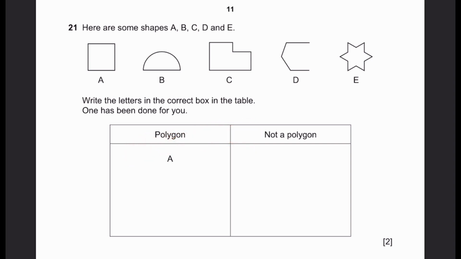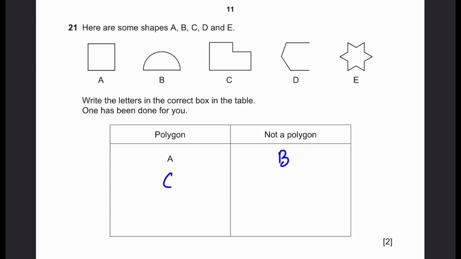So A is a polygon, which is already shown here, which is a square. B is a semicircle, but it has a curve, so it's not a polygon. C is actually an irregular hexagon, so it has 1, 2, 3, 4, 5, 6 sides. It has all straight lines, and it's a closed figure. So it is a polygon.